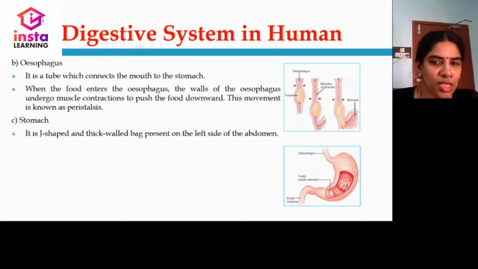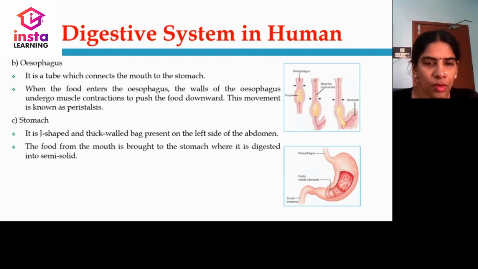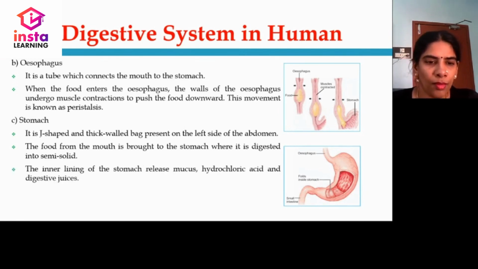Now let us see what happens in the stomach. We know that the stomach is a J-shaped thick walled bag. It is present on the left side of the abdomen. The food from the mouth is brought to the stomach where it is digested into semi-solid. The inner lining of the stomach releases mucus, hydrochloric acid and digestive juices.